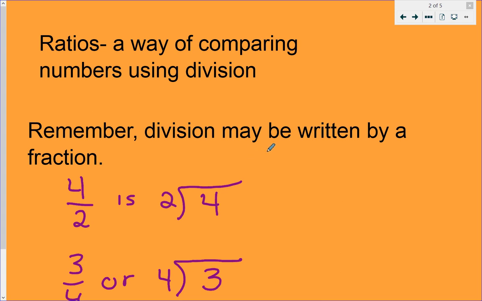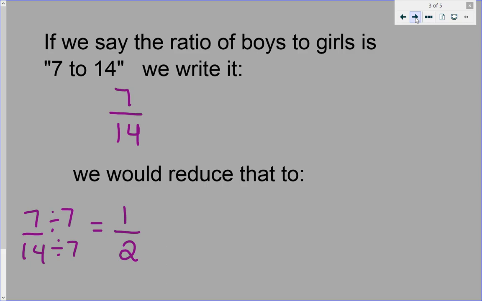So if we remember division, it can be written in a couple different ways. First way is like you see right here, 4 divided by 2 is something, okay? But remember, it can also be written as a fraction. 4 divided by 2, 3 divided by 4. That is also considered a fraction and a way of dividing. And when we're doing ratios, we're going to use fractions and we're going to use simplification and things like that when we look at ratios.